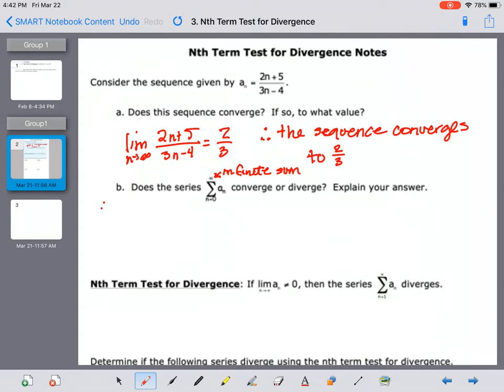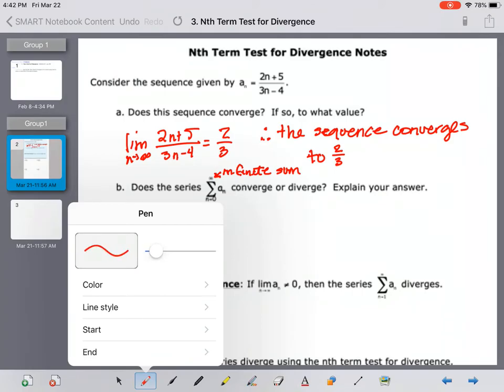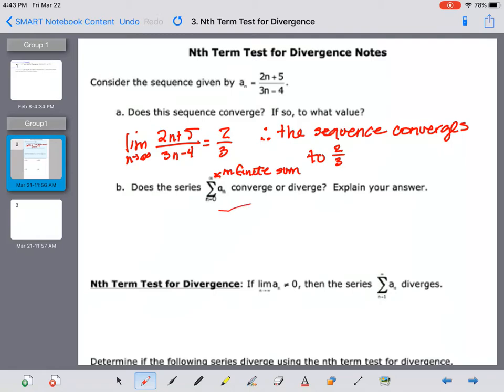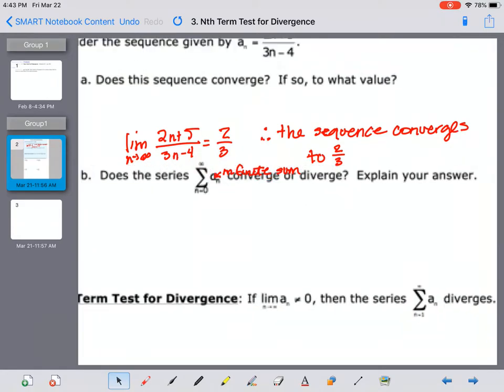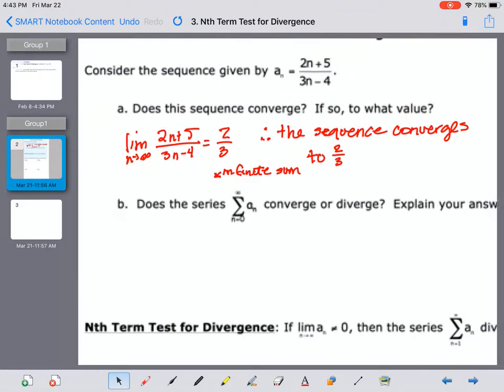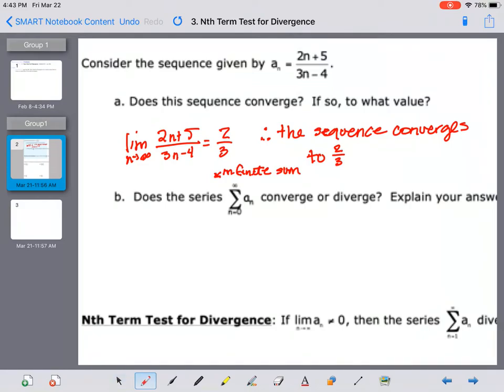Let me erase that. Make it a little bit thinner. Maybe that will help. Ignore me while I try to figure this out.